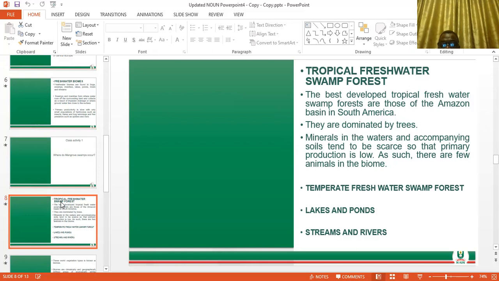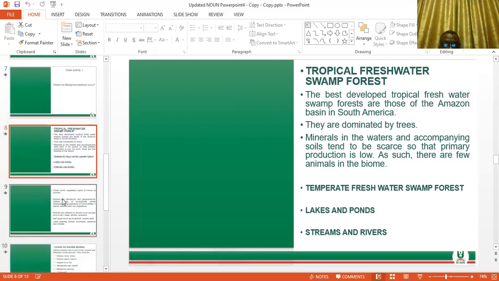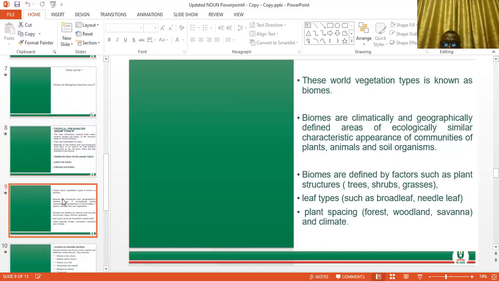The best developed tropical freshwater swamp forests are those of the Amazon basin in South America. They are dominated by trees very rich in minerals and other natural resources. We have the temperate freshwater swamp forests, the lakes and the ponds, the streams, and the rivers found in this region. So the world vegetation type is known as the biomes.